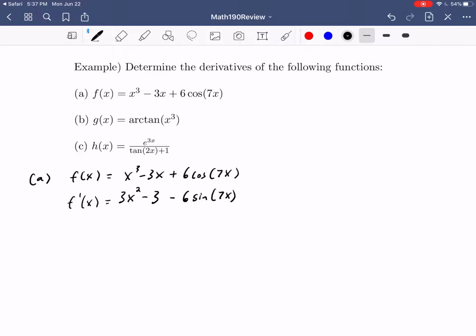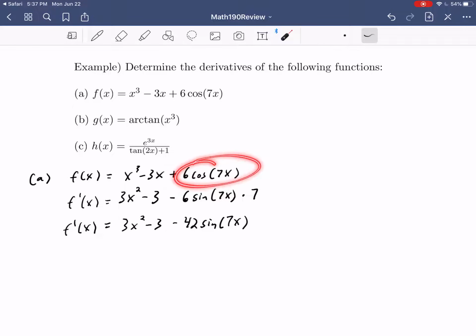And then we get the derivative of the inside, which is times 7. After a brief simplification, we can get this as 3x squared minus 3 minus 42 sine 7x. And there we go. This guy just basically used some of that addition constant multiplication rule. Notice we use the constant multiplication rule here where we basically just take the derivative of this and left the 6 alone. And of course, then we use chain rule to deal with this component.